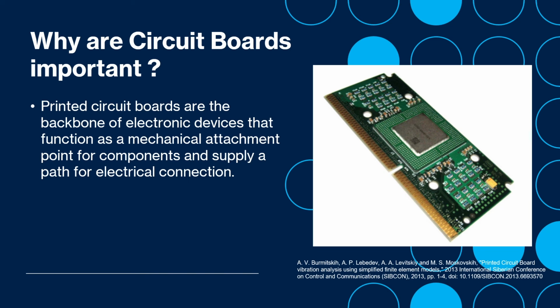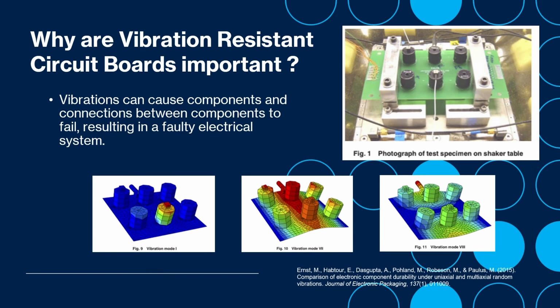Why are circuit boards important? Printed circuit boards are the backbone of electronic devices that function as a mechanical attachment point for components and supply a path for electrical connection. Why are vibration-resistant circuit boards important? Vibrations can cause components and connections between components to fail, resulting in a faulty electrical system.